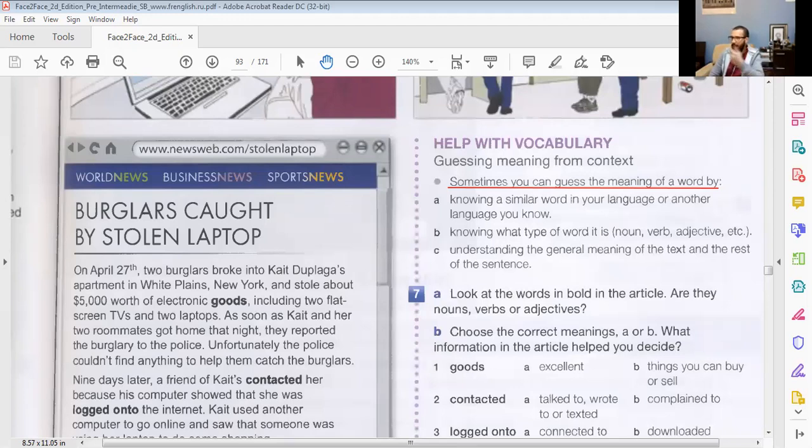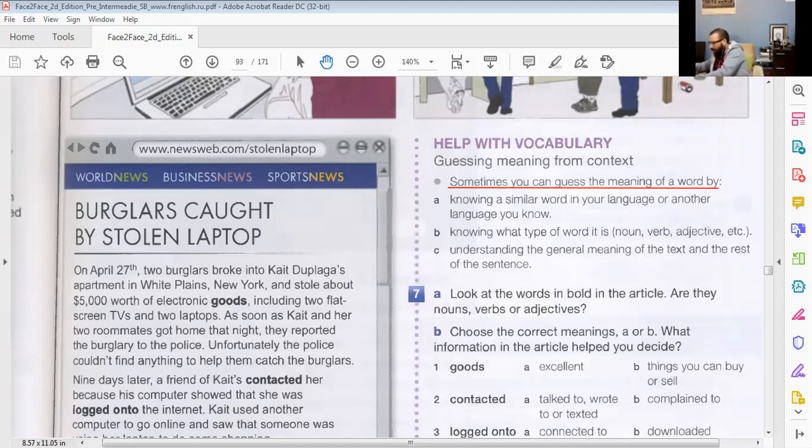Maybe you know a similar word in your language or maybe in another language. The second thing is it helps if you know what type of word it is. Is it a noun? Is it a verb? Adverb, adjective, preposition, what is it? If you know what part of speech, this can also help you guess what the word means. And the last part is the one that we talked about, understanding the general meaning of the text and the rest of the sentence. So you try to guess the meaning of this word from its neighbors, from the words that are before it or after it and the general paragraph.